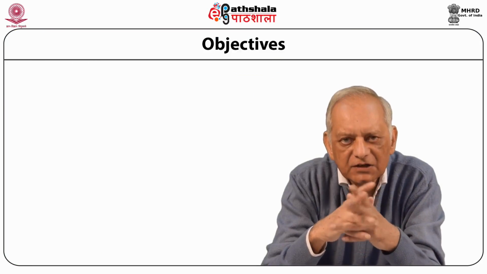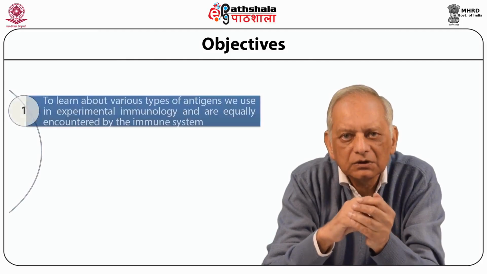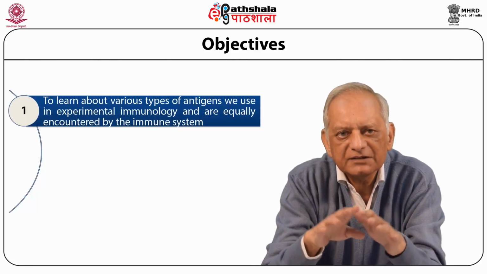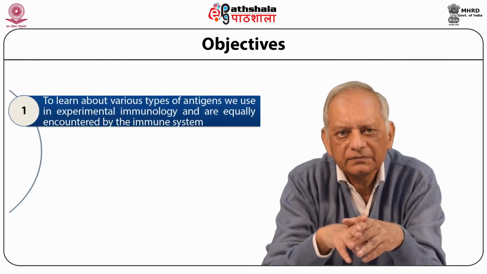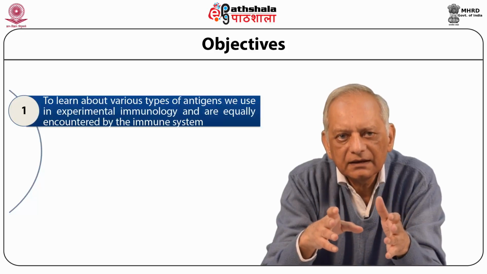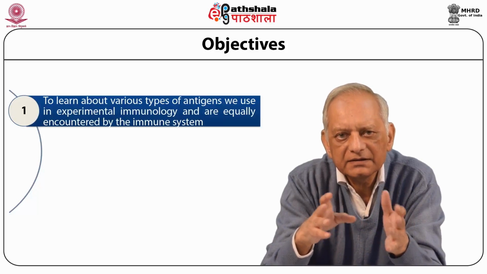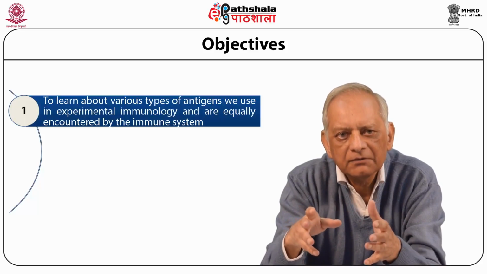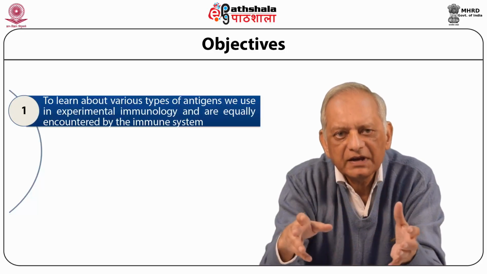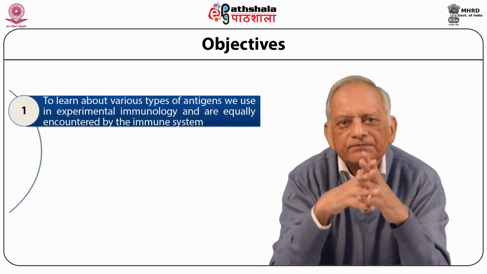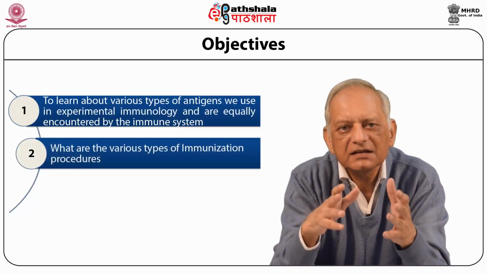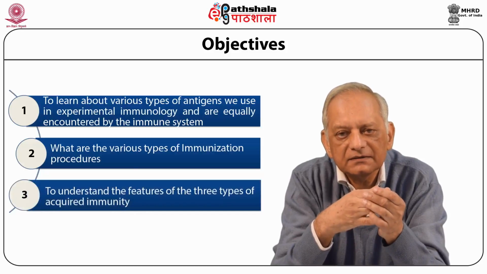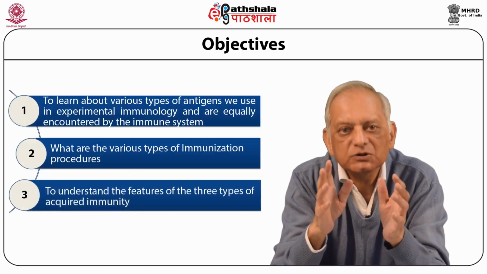The objectives of this module are to learn about various types of antigens which we use in experimental immunology. Similarly, a variety of antigens are also encountered by the immune system of the animals. We will also learn what the various types of immunization procedures are, and we will also try to understand the features of three types of acquired immunity.